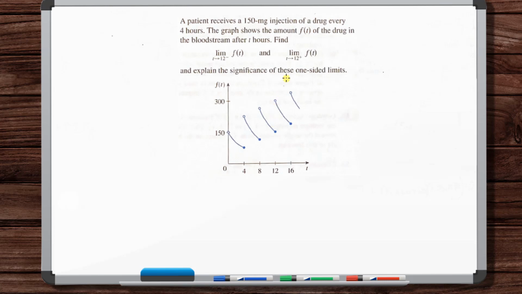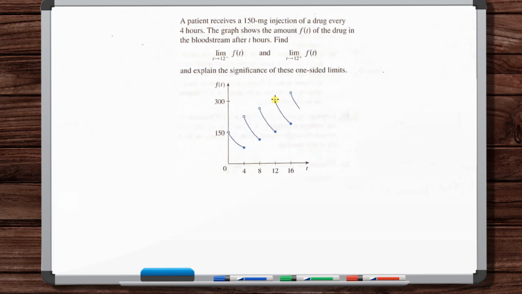And then the limit as t approaches 12 from the right, so here, is equal to 300. And what does that mean? So that's right after the drug has been injected. Okay, but you can think of this open circle. So right after the drug has been injected, effectively you can think about the patient having 300 milligrams of the drug in their bloodstream.